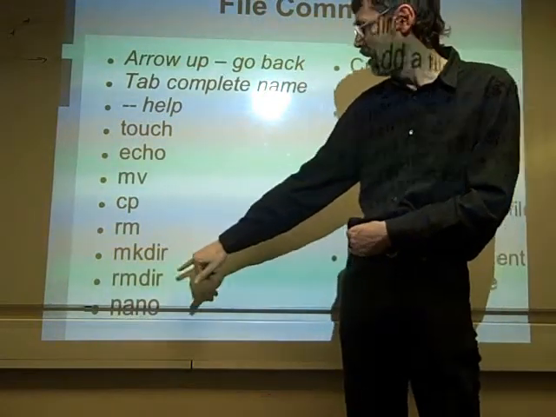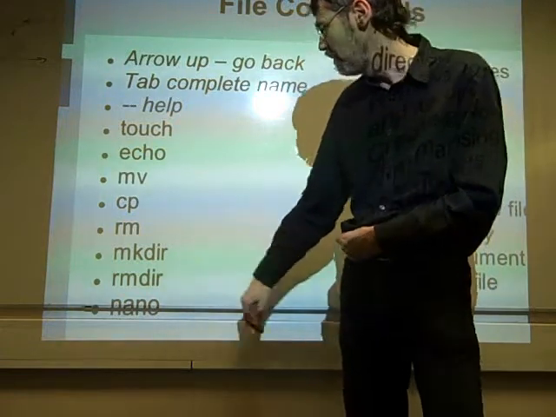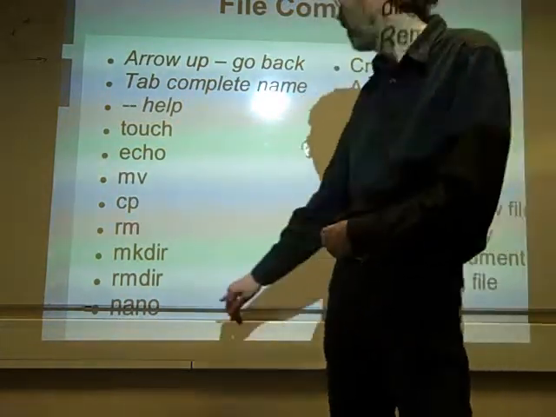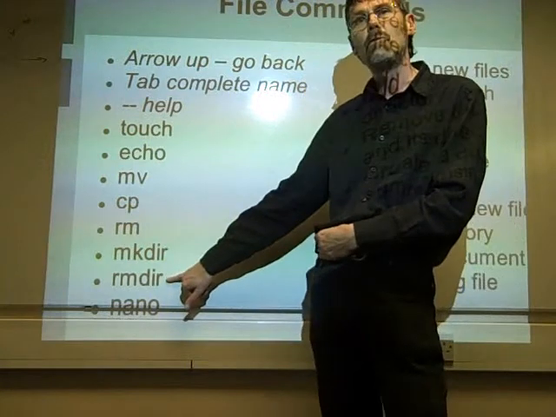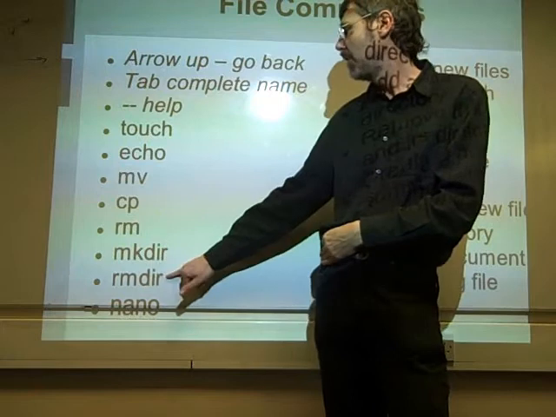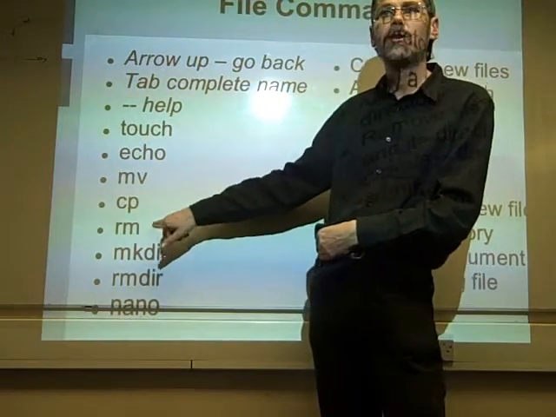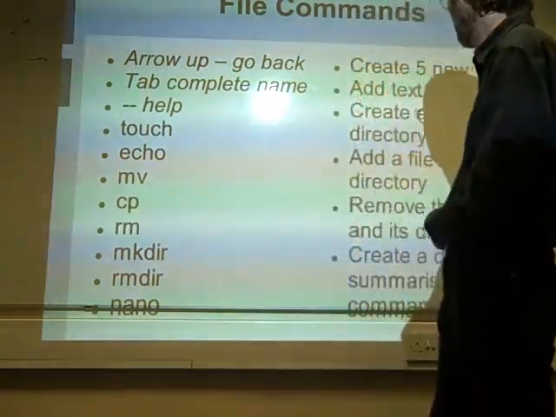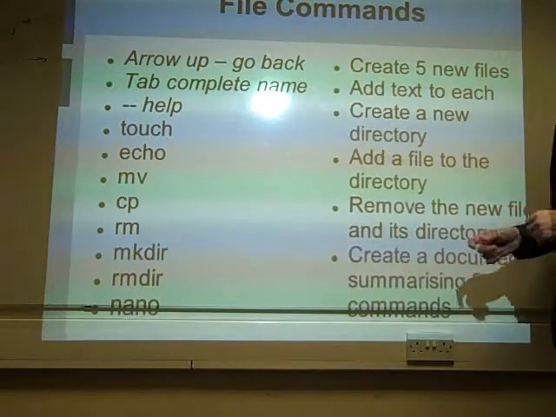mkdir makes a directory, rmdir removes a directory. Nano is for creating a file. rmdir will remove an empty directory, it won't remove a full one. If I use rm -r, it will remove a directory and its contents. We'll play with some of these in a while.